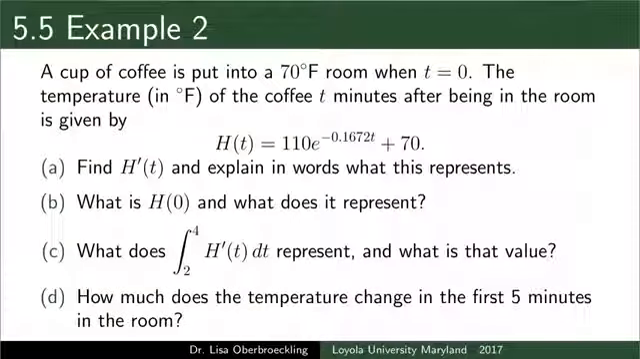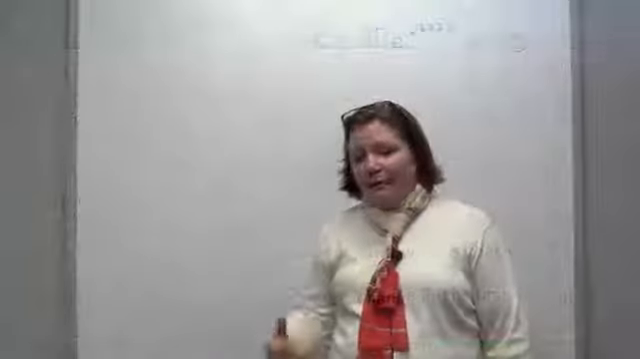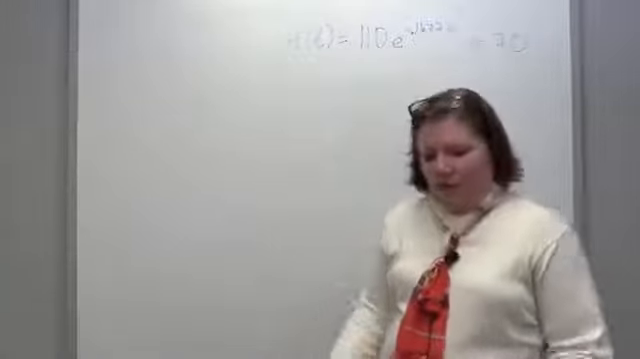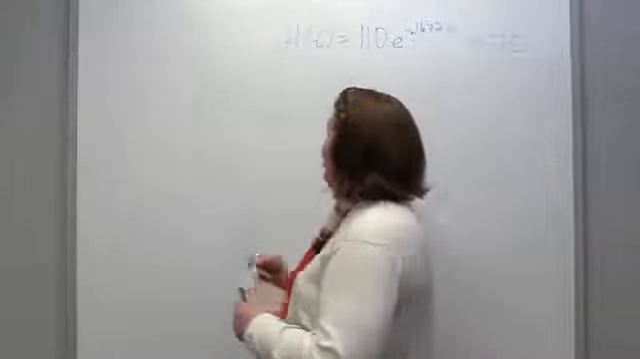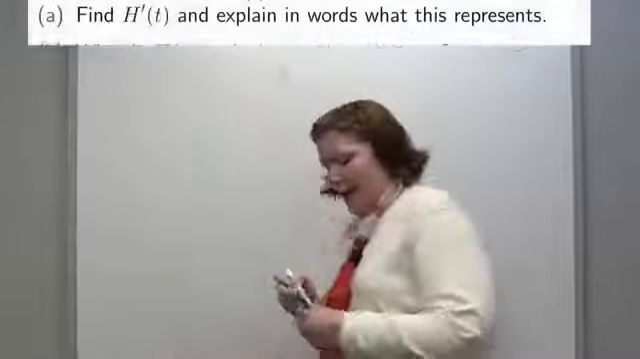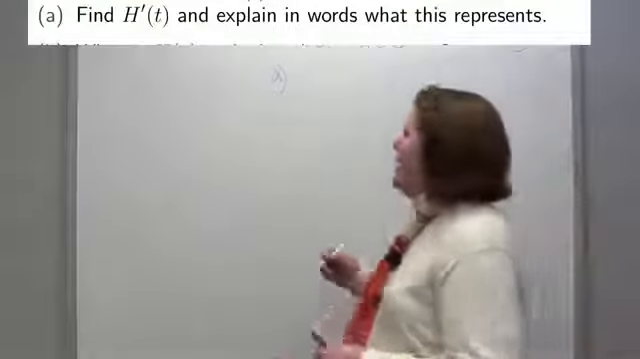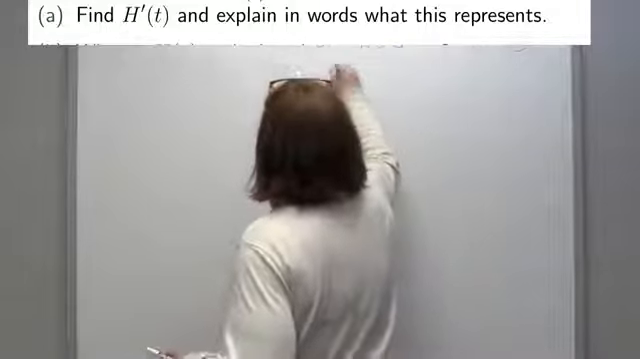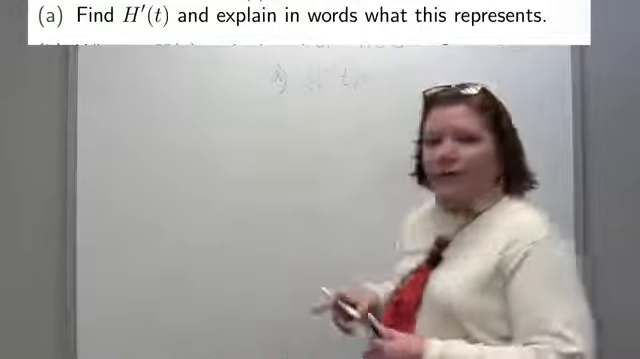In this example, we're given a heat equation in that at time t, we can figure out what the temperature is, to be more specific, in degrees Fahrenheit, a cup of coffee is t minutes after being in a 70-degree room. Again, degrees Fahrenheit. So, this is a multi-part problem. Part A, we're looking at find what h prime of t is and explain in words what this means.